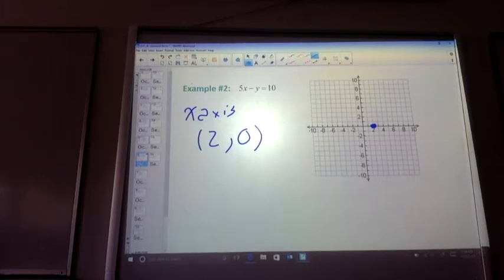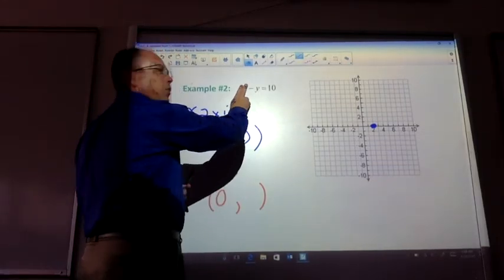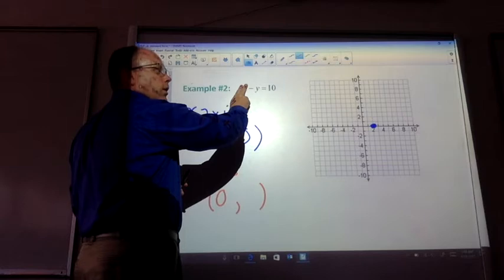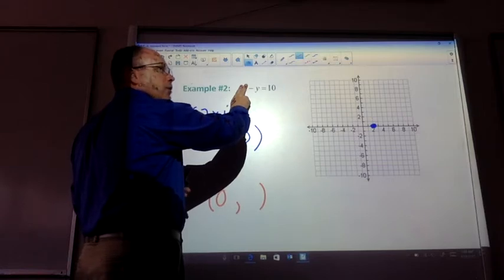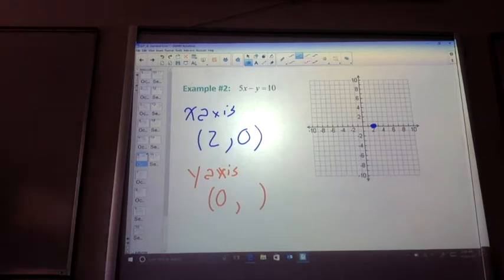All right, now let's figure out where it's crossing the y-axis. So I plug 0 in for the y value to find where it crosses the x-axis. Where am I plugging 0 in now? The x-axis. All right, so if I plug 0 in on the x-axis, I'm going to cover this up. So I get negative y equals 10. So what does y have to equal? Negative 10. Good. So that's down here.